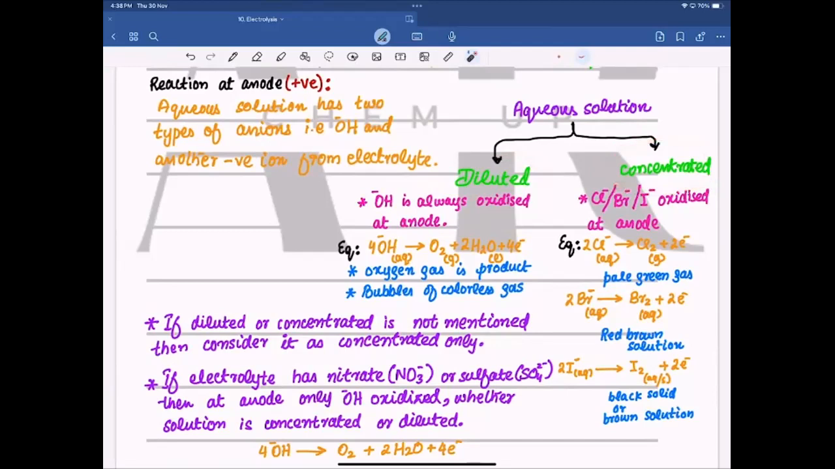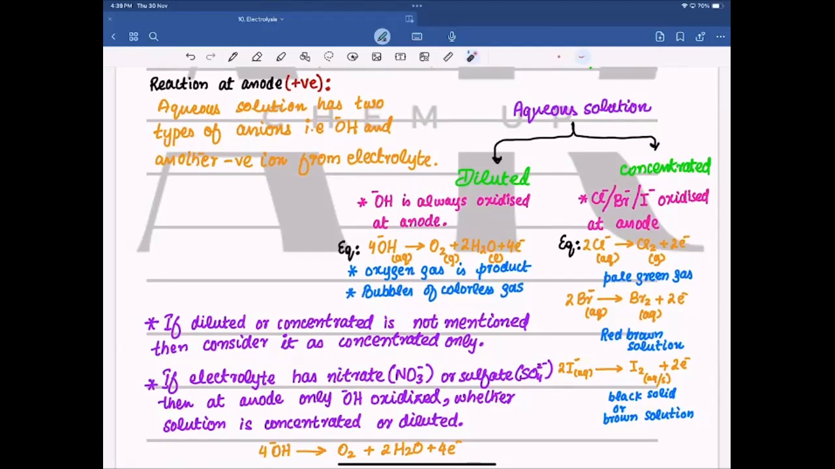What is the difference between diluted and concentrated? Both are aqueous. Yes, Khatija? Sir, dilute means more water, concentrated means less water. Good. Or you can say the amount of water is the same, but diluted means having a lesser amount of solute in it, and concentrated means having a larger amount of solute in it. So if the solution has a comparatively larger amount of solute dissolved, it is considered a concentrated solution, and the solution having a lesser amount of solute dissolved is referred to as a diluted solution.